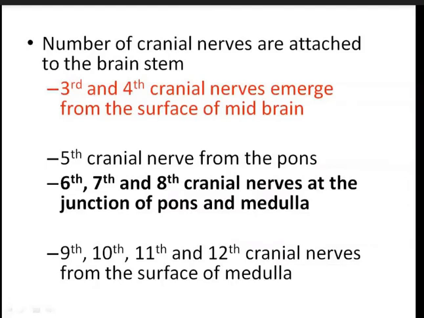So in short, the third and fourth cranial nerves are from the midbrain, the fifth cranial nerve from the ventral surface of the pons, the 6th, 7th, and 8th cranial nerves at the junction of the pons and medulla, and the 9th, 10th, 11th, and 12th nerves in relation to the medulla oblongata.